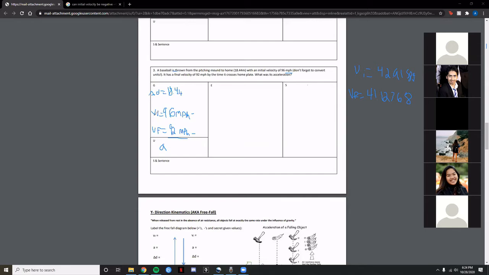All right, now that we have V of F and V of I and distance, all we need is to find acceleration. So what formula would we use to find acceleration? It's A equals VF minus VI over T. Oh no, we don't have T. It's A equals VF squared minus VI squared over 2 delta D. Yes. So we're just going to write that out: A equals VF squared minus VI squared over 2 delta D.